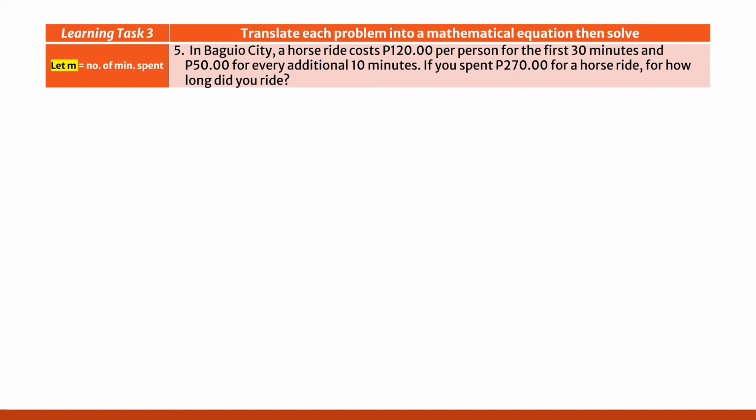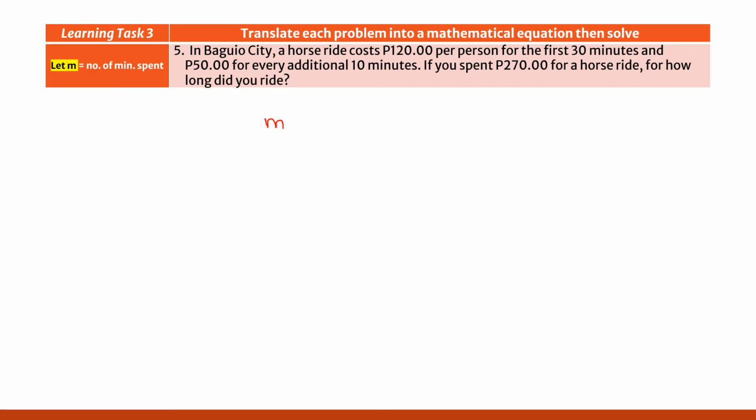Kung meron kang bayarin na 120 pesos sa loob ng 30 minutes, yung first 30 minutes, tapos additional 50 pesos for every 10 minutes, na kung saan ang ibinayaran mo daw ay 270 pesos. So, paano natin ito gagawan ng equation? So, let M be equal to the number of minutes spent. So, lagay natin yung M. Okay? Now, after M, ano ang kasamahan ni M?